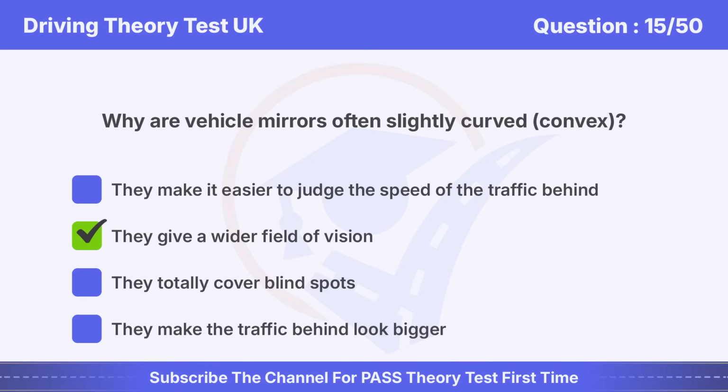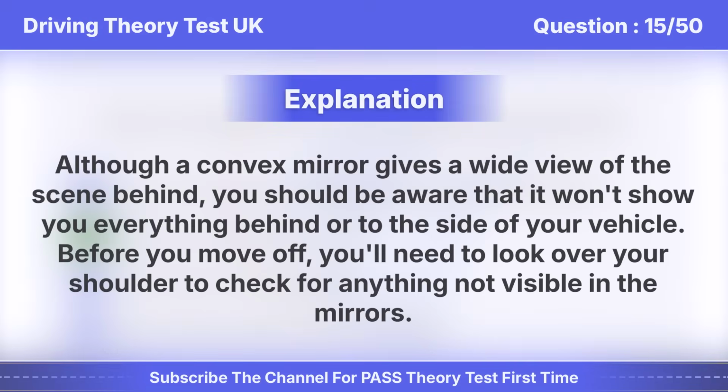Answer is B. They give a wider field of vision. Although a convex mirror gives a wide view of the scene behind, you should be aware that it won't show you everything behind or to the side of your vehicle. Before you move off, you'll need to look over your shoulder to check for anything not visible in the mirrors.